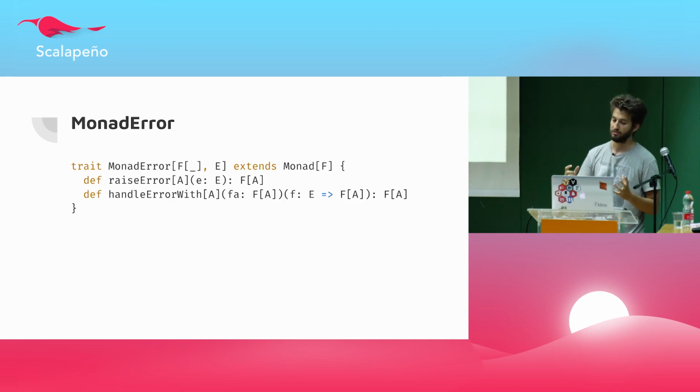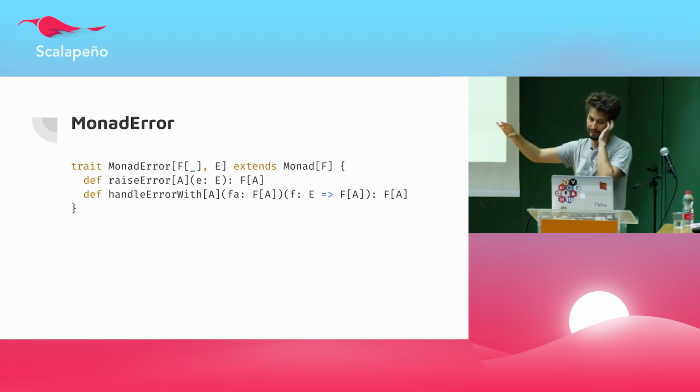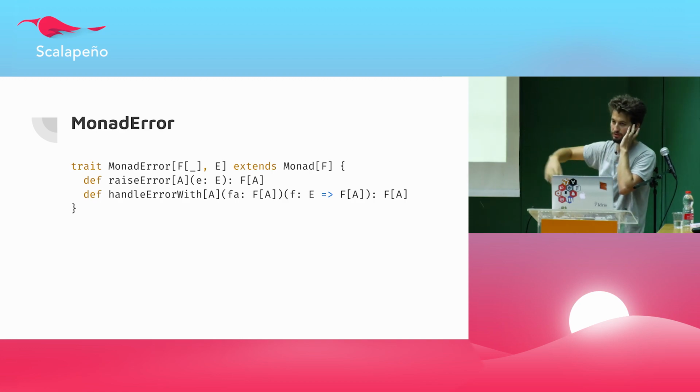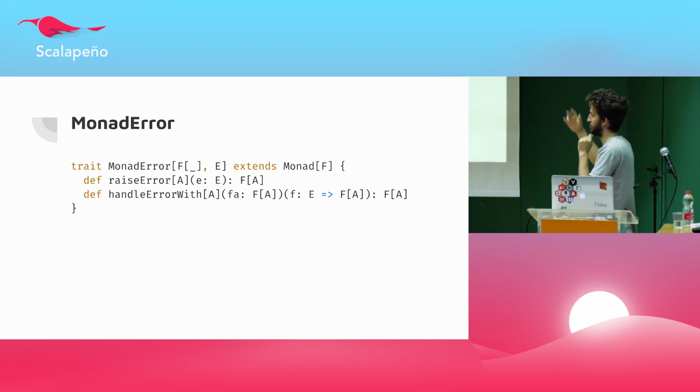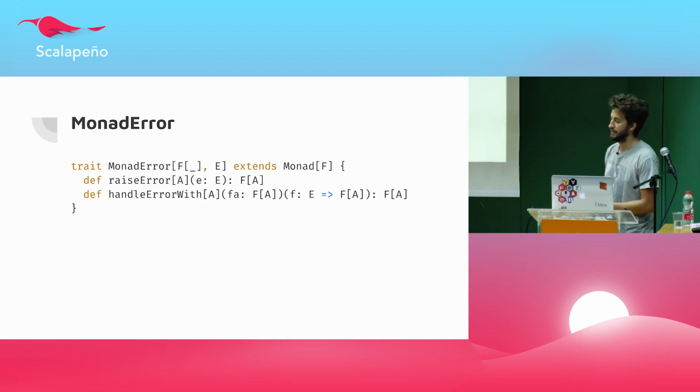So MonadError is defined in terms of the raise_error function and the handle error with function. Sometimes these are called differently. In Haskell, these are called, I think, throw and catch. But of course, both of those words are reserved in Scala. Basically, if you want to raise an error, you give me the type of your error E, and I will return an F of A. And if I want to handle an error, so I've got this F of A, then I can do this with a function that takes an error and tries to return a valid F of A. And that should handle this.